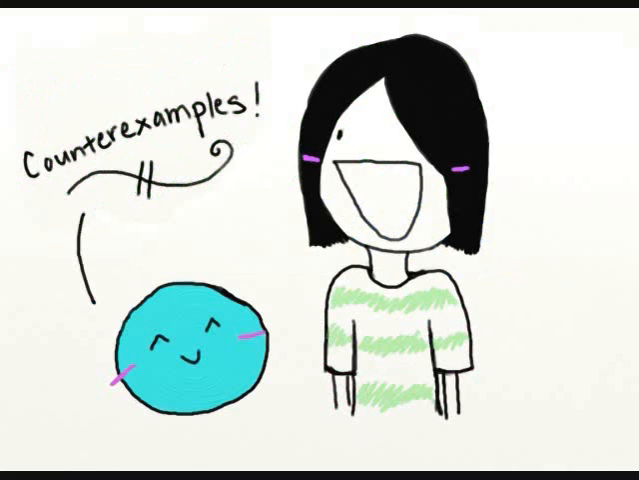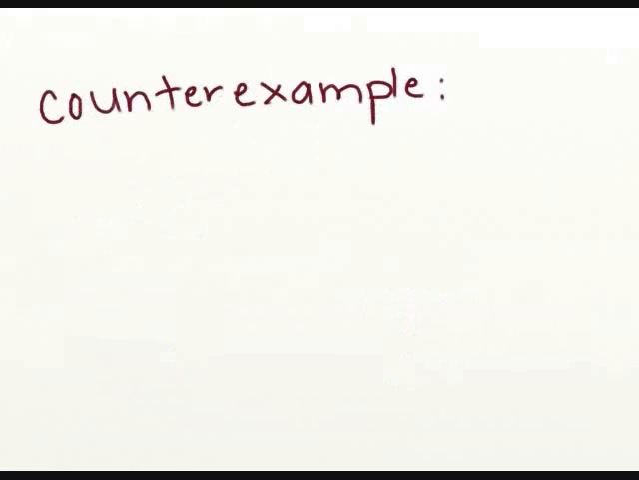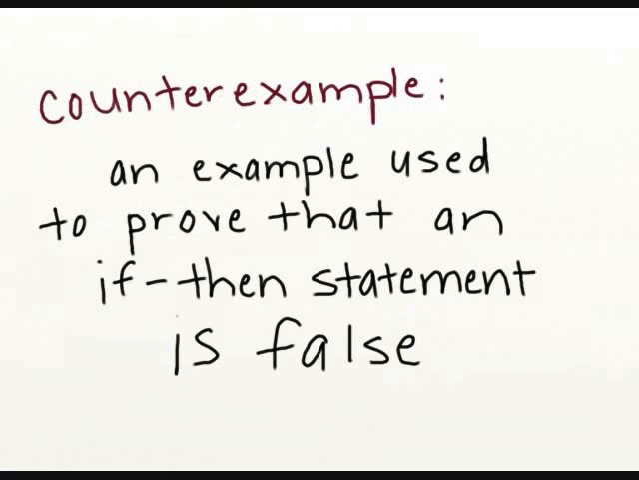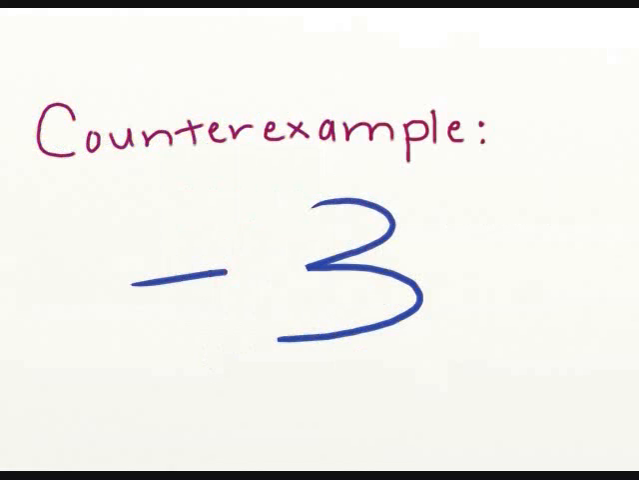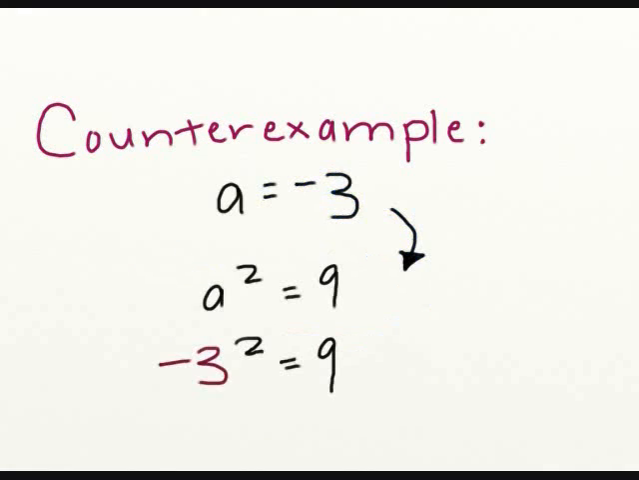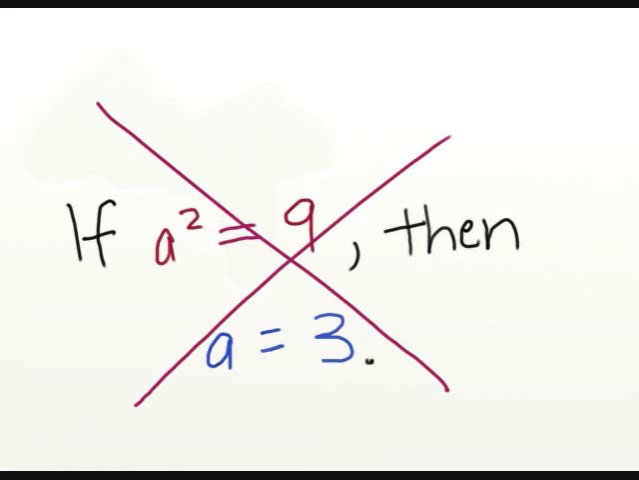Last but not least, we have counterexamples. A counterexample is an example used to prove that an if-then statement is false. Find a counterexample to the statement if a squared equals 9, then a equals 3. Negative 3 is a counterexample. If a equals negative 3, then a squared is still 9. And this is how you use a counterexample to prove statements wrong.